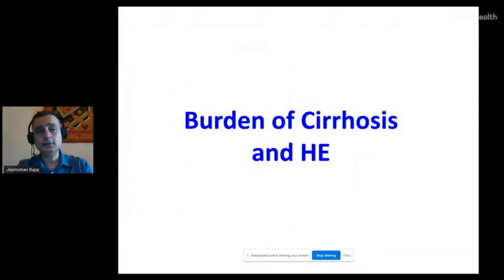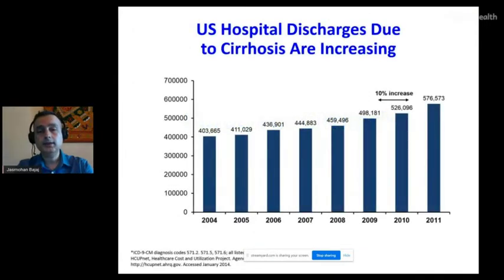So what is the burden of cirrhosis and encephalopathy? At least in the United States, it is increasing and increasing dramatically because people are getting older, they have more comorbid conditions, and variceal bleed occurrences are decreasing. So therefore, you have older patients with more comorbid conditions. They are much prone to infections, acute kidney injury because of chronic kidney disease ultimately, as well as have multiple comorbidities of cardiovascular as well as diabetes.